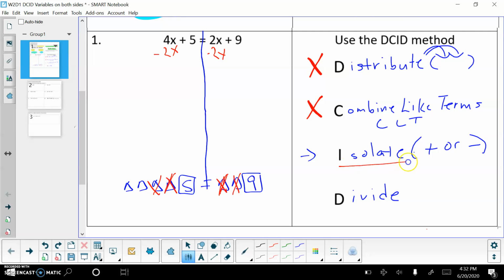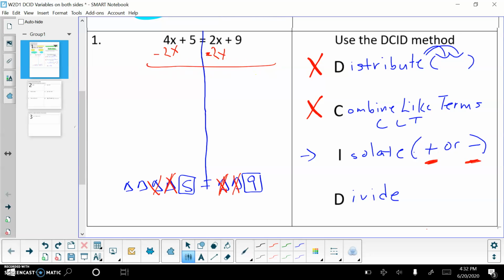Because this isolate step down here had both plus or minus. Well, it depends upon how it's connected. If you look up out here, that 2x that's in the original problem, that's a positive 2x. Positive, think of that like a plus. And remember, we use opposites. Well, the opposite of the plus is the minus. So that's why I'm going to minus that 2x there.